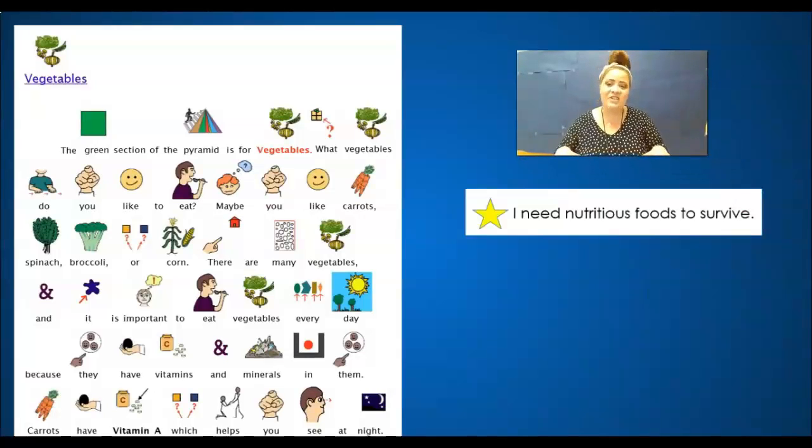Our next section is on vegetables. The green section of the pyramid is for vegetables. What vegetables do you like to eat? Maybe you like carrots, spinach, broccoli, or corn. There are many vegetables, and it is important to eat vegetables every day because they have vitamins and minerals in them. Carrots have vitamin A, which helps you see at night.